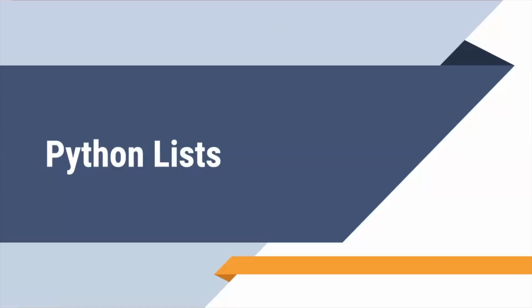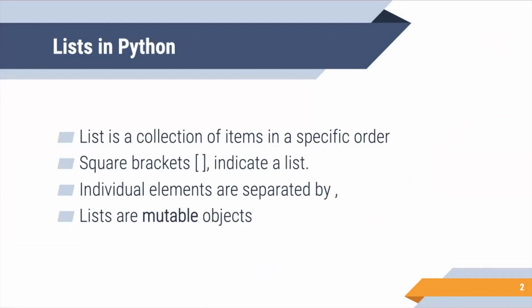Hi, today we'll discuss the list data structure of Python. A list is a collection of items in a specific order, and square brackets are used to indicate our list. So we use square brackets to define our collection of items, and individual items in the list are separated by commas. The important thing to note here is that lists are mutable objects, so you can change or modify the elements of a list.